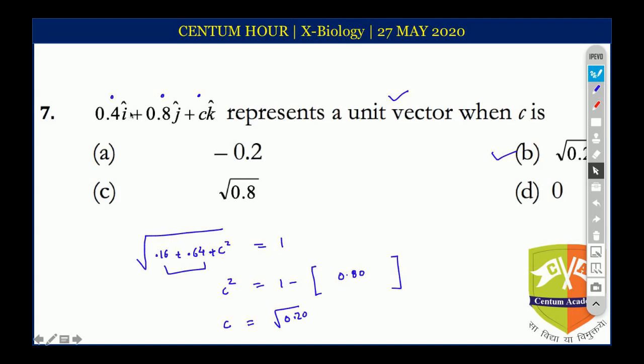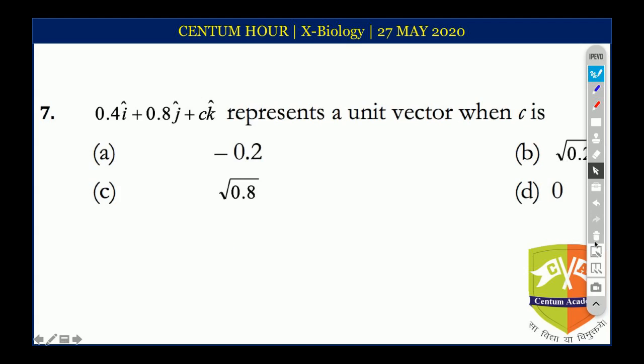How will we calculate the magnitude of a given vector? We should calculate the magnitude by A square plus B square plus C square. This is a linear equation in one variable for now. Attempting it, we got C should be equal to square root 0.20. Sorry, square root 0.20. Got it, sir. Thank you very much. No problem, dear.